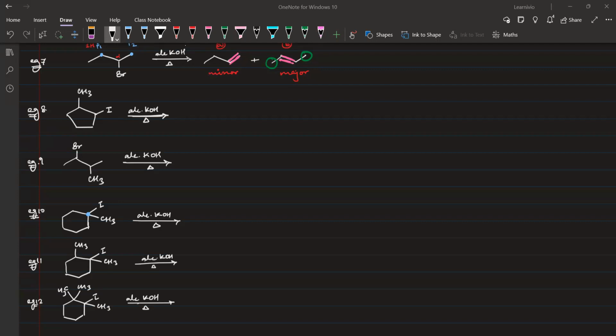Eighth वाला product देखिए जरा हर्षा. Is there anything missing in the example 8 product? What are you saying? The CH3. हाँ, correct. CH3.